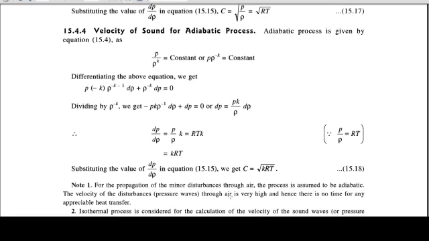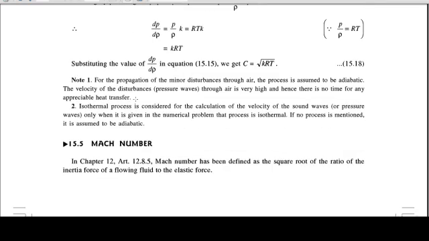Okay, so up to this point we have calculated the formula for the velocity of sound, then the velocity of sound in terms of the bulk modulus, then the velocity of sound for the isothermal process and for the adiabatic process. Then our next point is the Mach number.